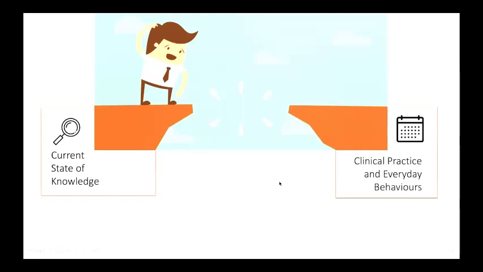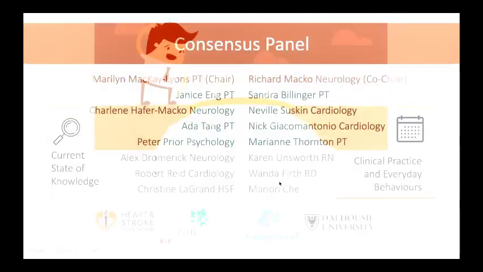We are standing at the edge of this precipice and knowing what the current state of knowledge is, and also recognizing that this is the clinical reality of practice as well as everyday behaviors for people with stroke. How can we bridge this gap? How can we connect what we know based on the evidence to what we can do in our practice every day?